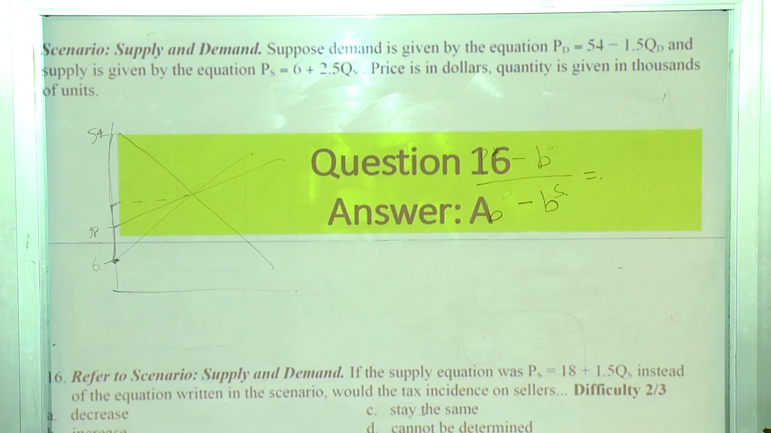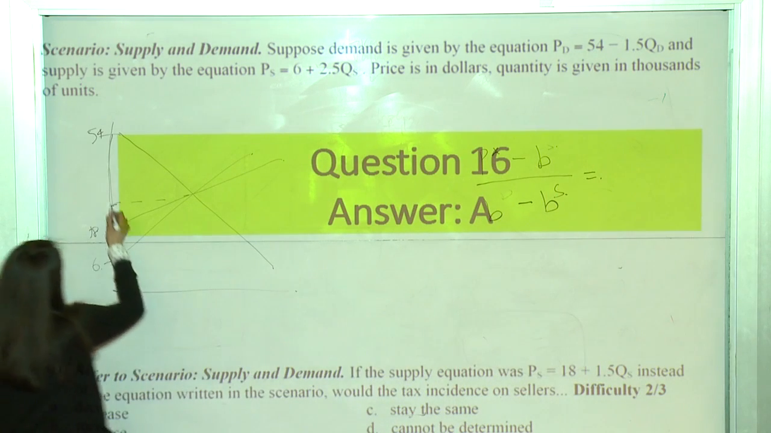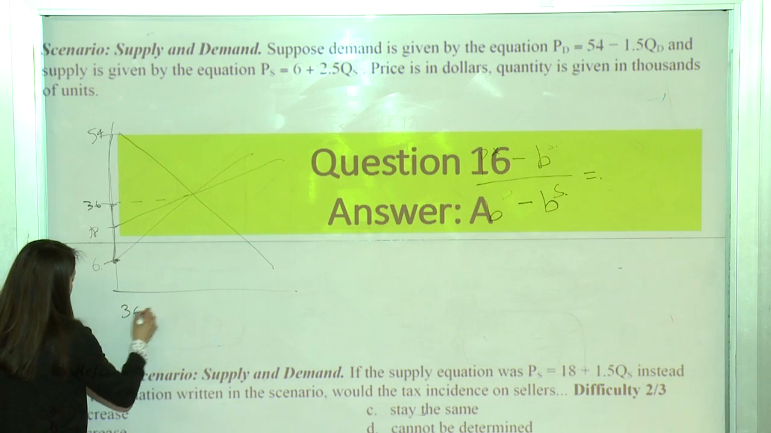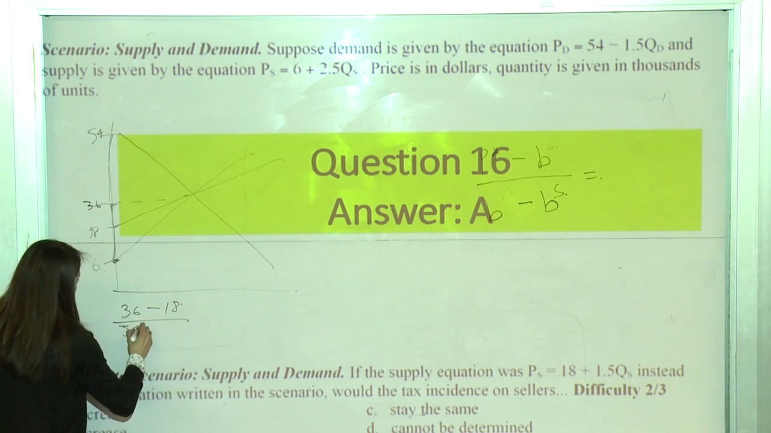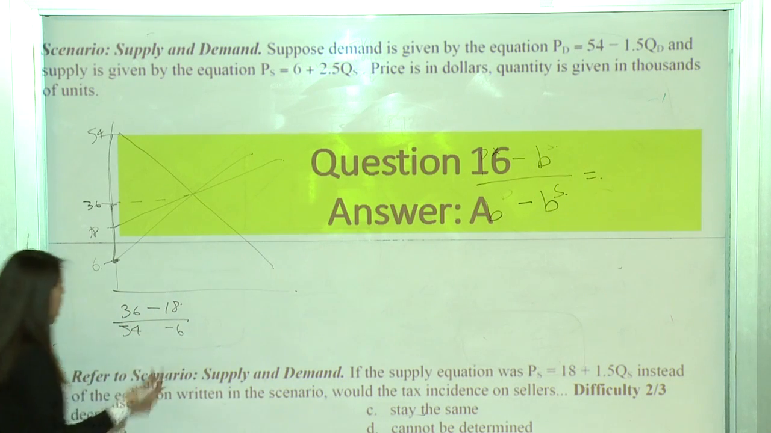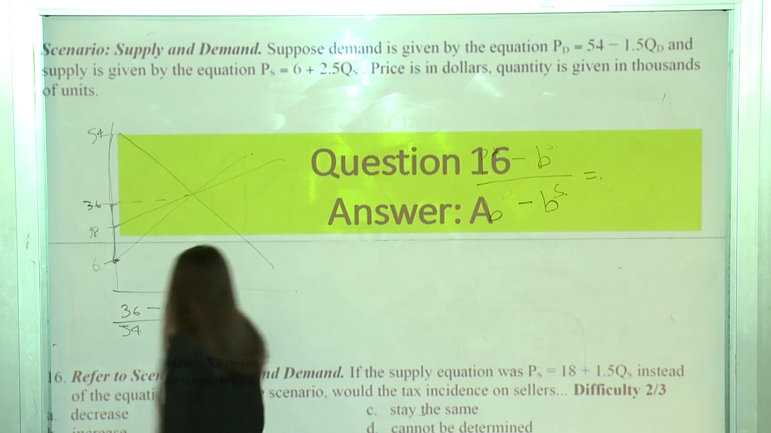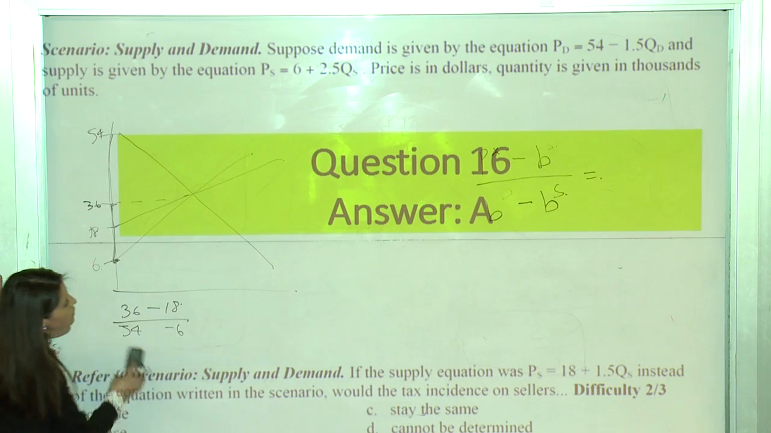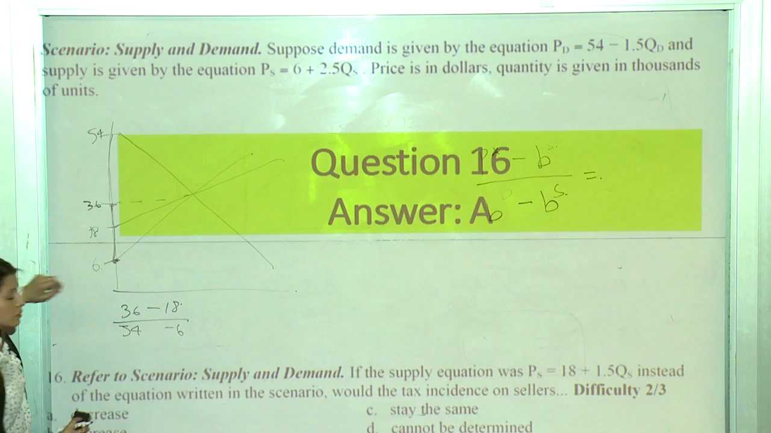It decreases, okay? Because here is 36 minus 18 divided by 54 minus 6, and previously it was... The denominator is minus 18. 54 minus 6, no? But we have the new supply.